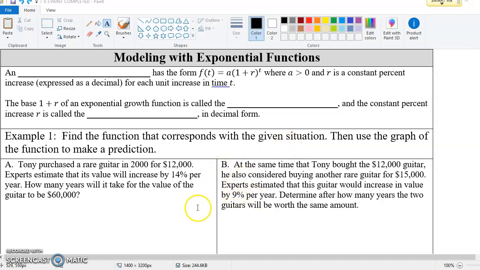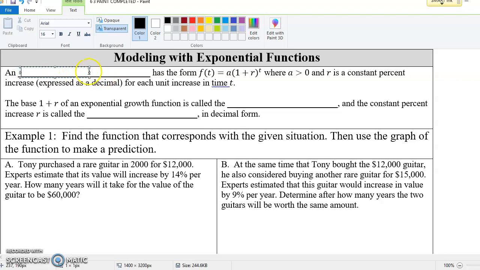Hey everybody, today we're going to go over one of my favorite lessons of the year. It's too bad I couldn't be there for you. But we're going to talk about exponential growth and exponential decay and how it relates to real life.